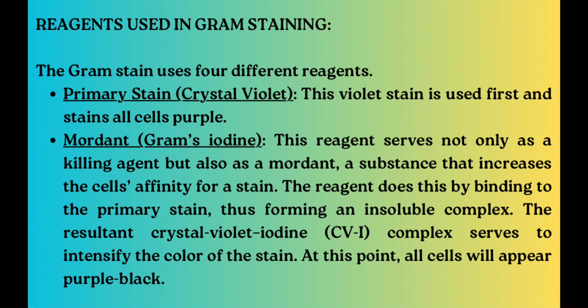Mordant, gram's iodine. This reagent serves not only as a killing agent but also as a mordant, a substance that increases the cell's affinity for a stain. The reagent does this by binding to the primary stain, that is crystal violet, thus forming an insoluble complex. The resultant crystal violet iodine complex serves to intensify the color of the stain. At this point, all the cells will appear purple black.